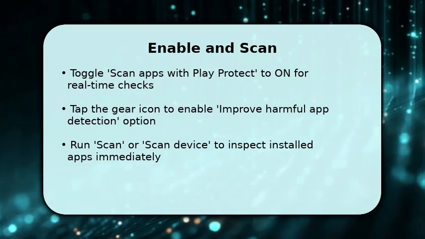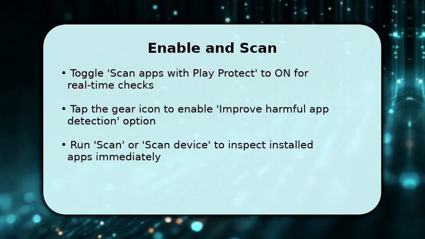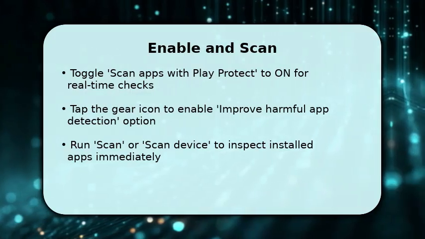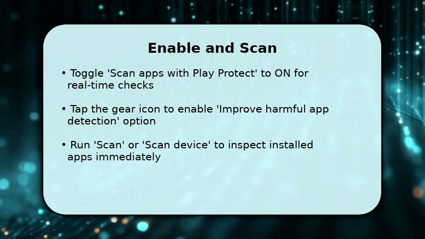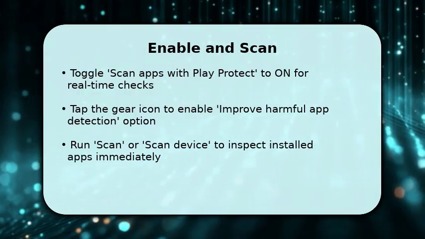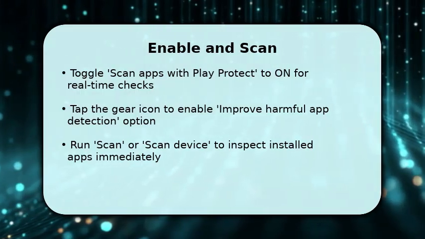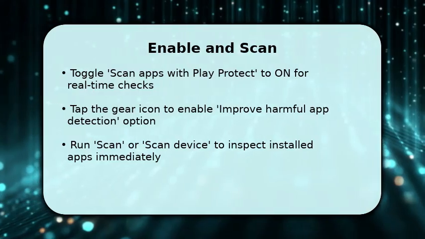This allows automatic checks for harmful behavior. Once done, open the gear icon and enable the optional Improve Harmful App Detection to send anonymous data for better threat recognition. After configuring, run a manual scan via Scan Device to check installed apps now.